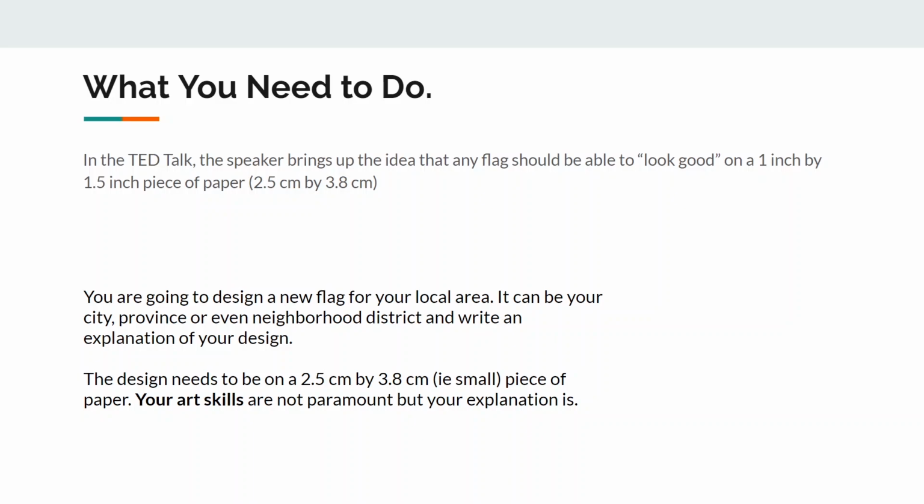So you're going to design a new flag for your local area. It can be your city, province, or neighborhood district. And you're going to write an explanation of your design. What is the meaning of the colors? What's the meaning of the symbols you used? The design needs to be on the 2.5 by 3.8 centimeter piece of paper. It's small, 2.5 centimeters by 4 centimeters is fine, but 3.8 is better.